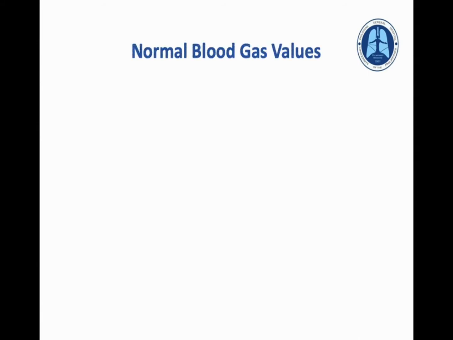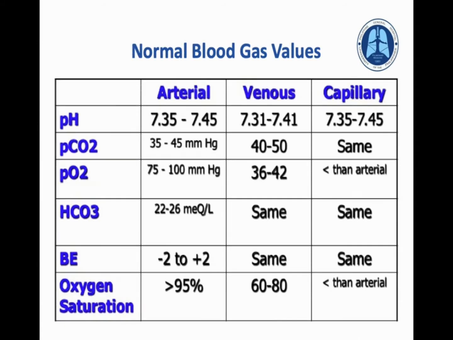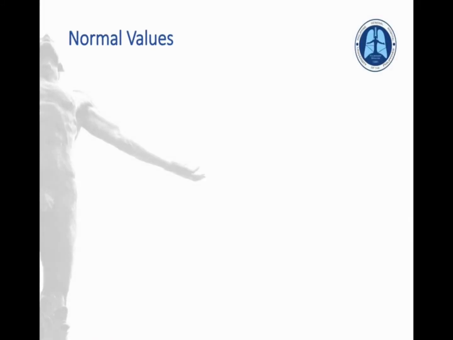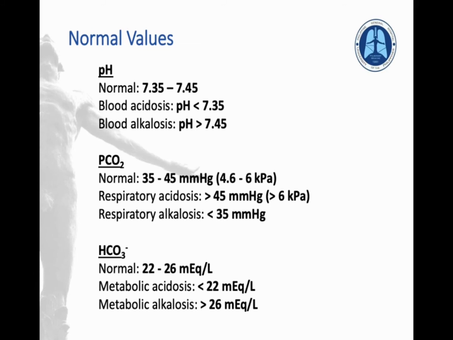But before we can analyze our ABG result, we must familiarize ourselves with normal blood gas values. Please take note of the difference between the values of arterial blood and venous blood. The normal values of pH range between 7.35 to 7.45. PCO2 normal range is 35 to 45 millimeters of mercury. Bicarbonate 22 to 26 milliequivalents per liter.